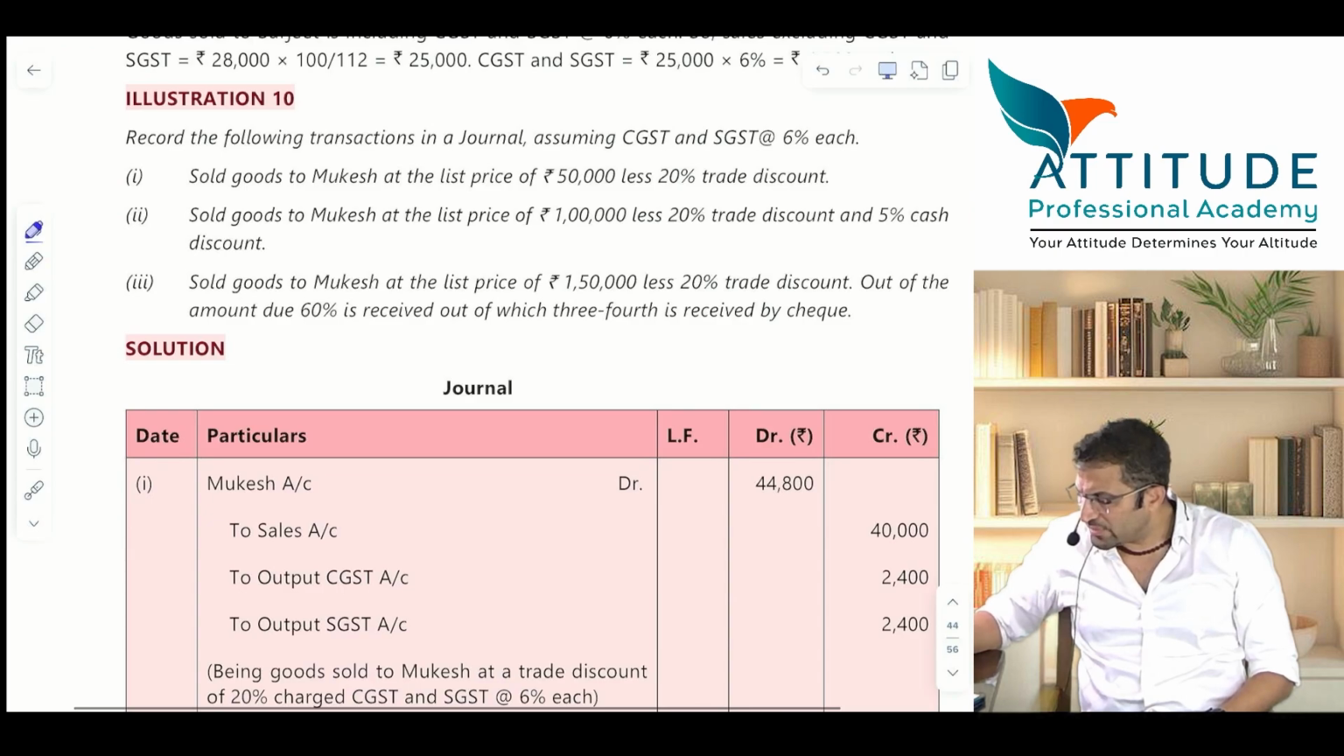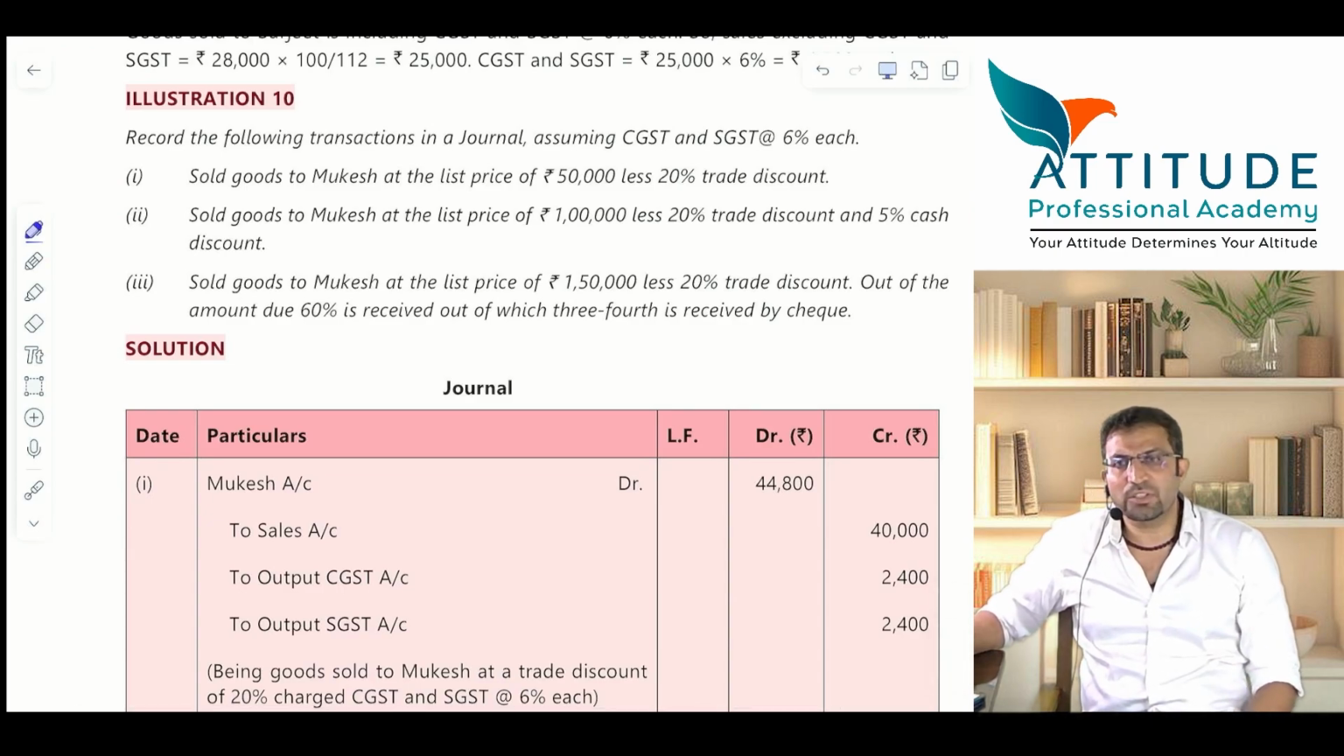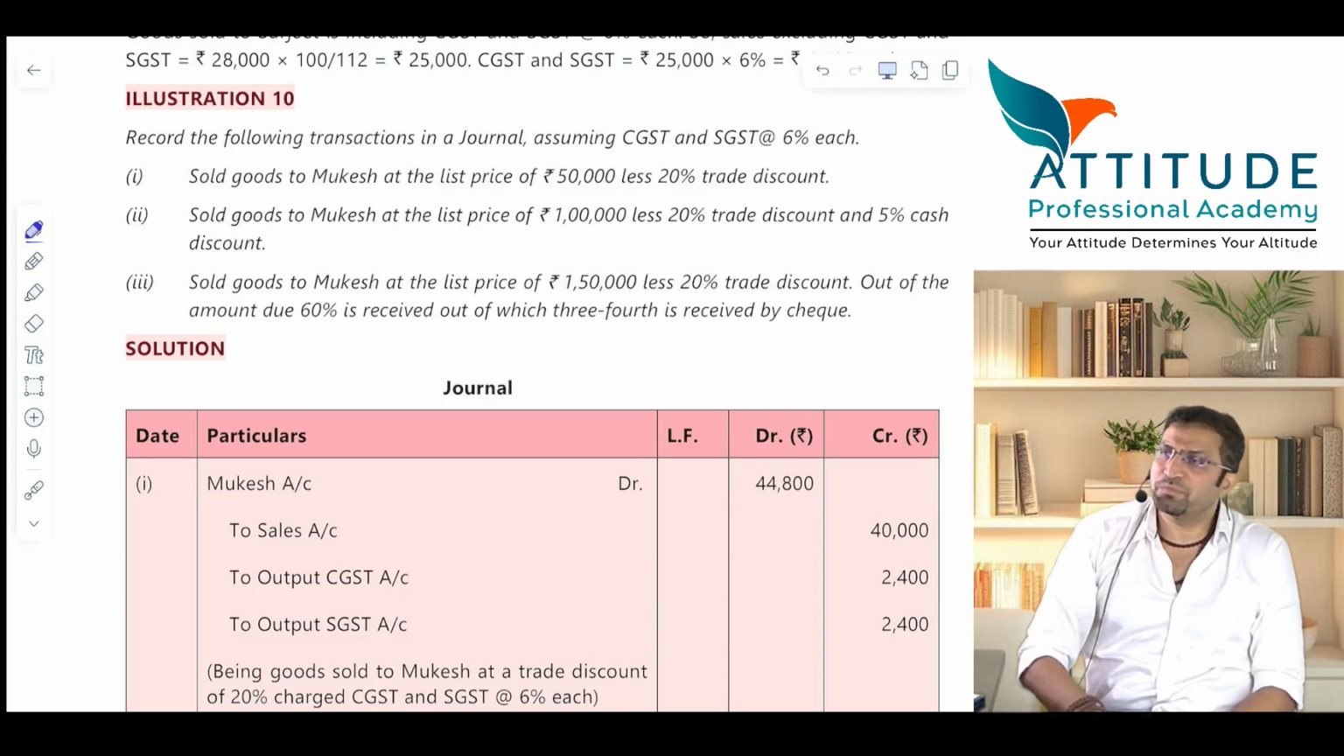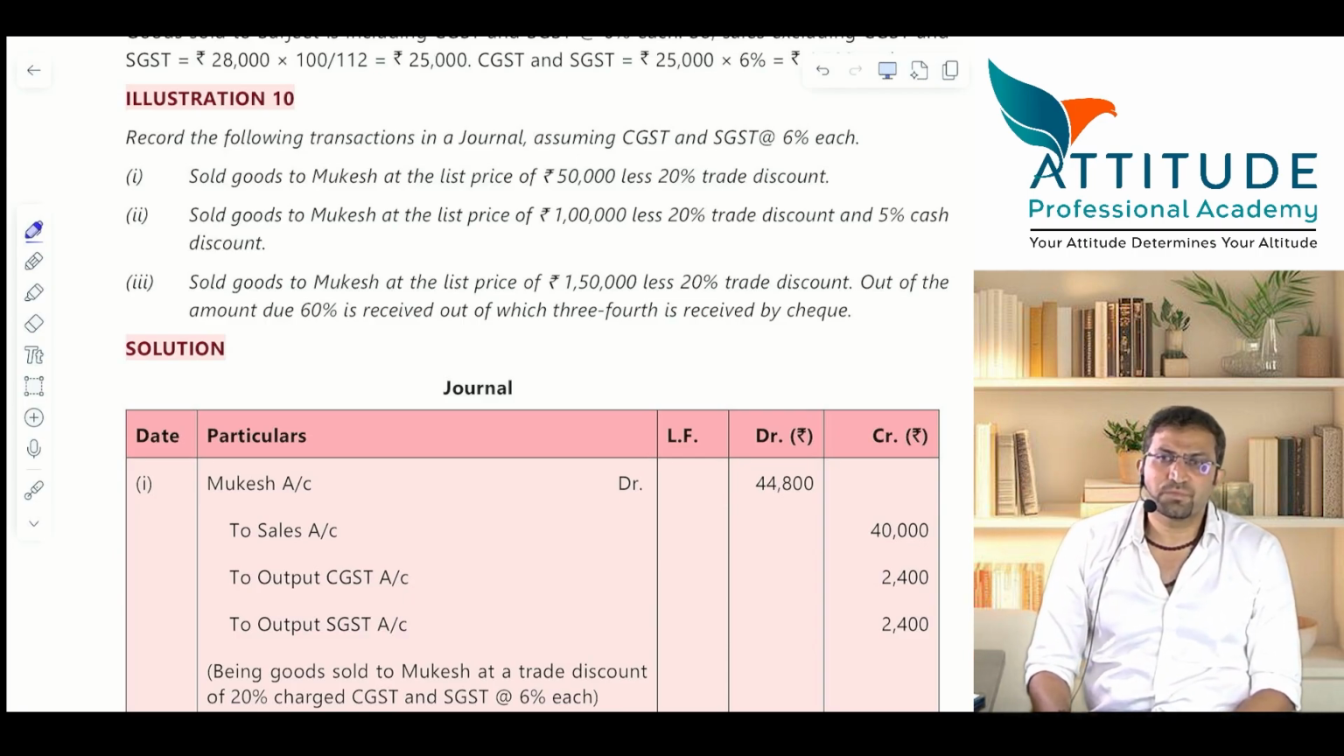Question number 10 is for your homework. We will solve this tomorrow and then start with a new thing tomorrow, which is accounting equation. What? Accounting equation, I'll explain to you tomorrow. It's a very, very important thing. Is that clear?